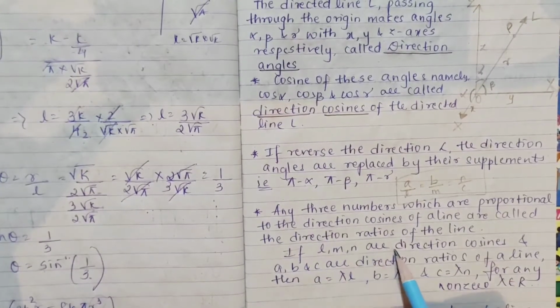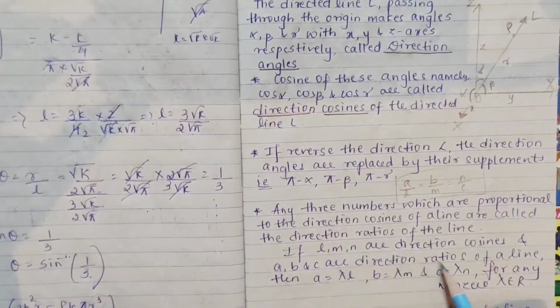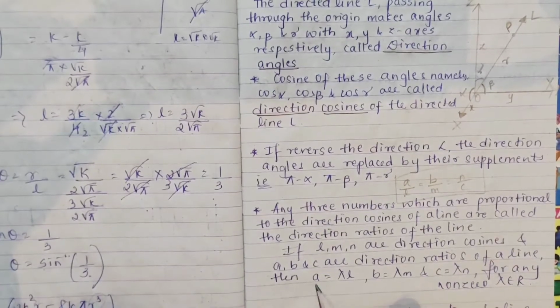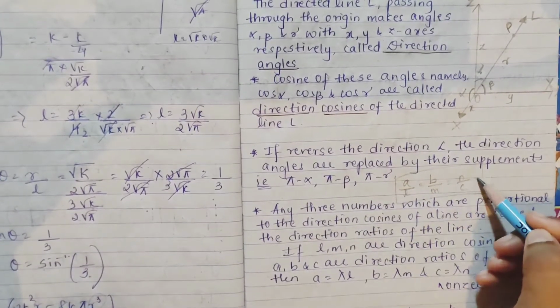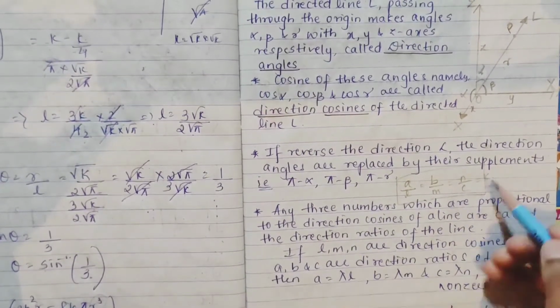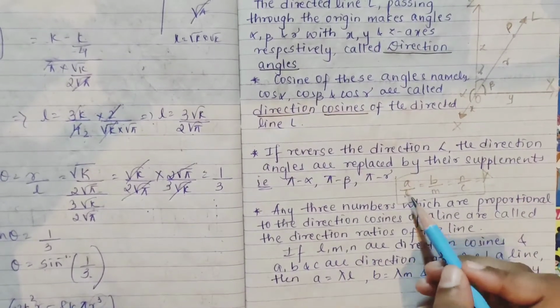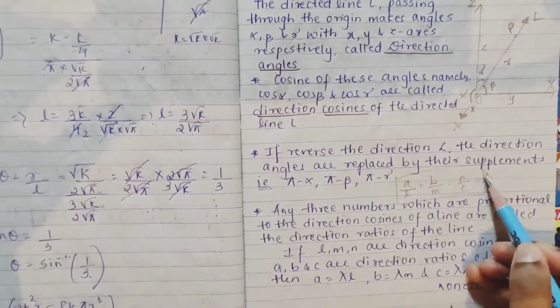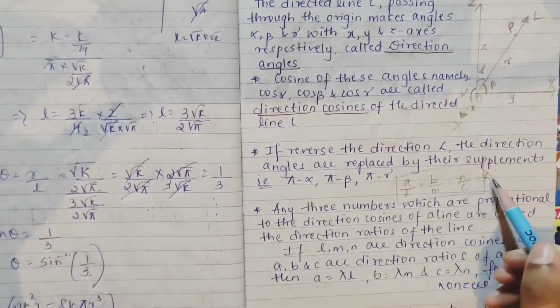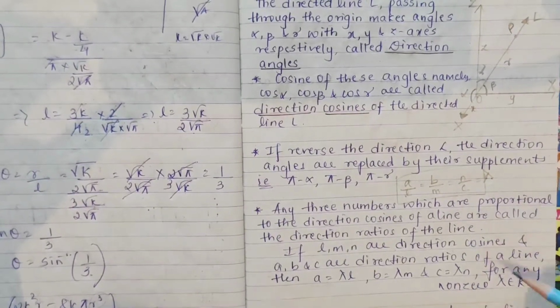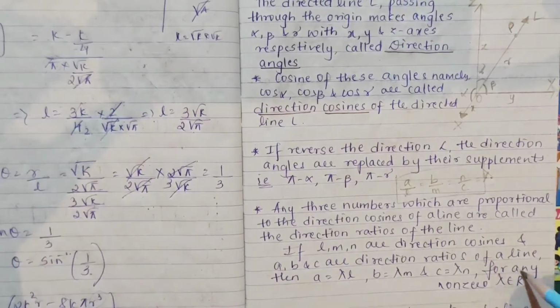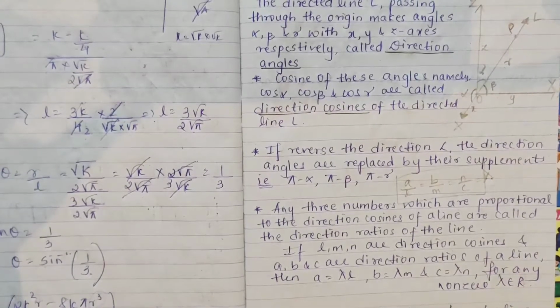If l, m and n are direction cosines and a, b, c are direction ratios of a line, then a is equal to l lambda, b is equal to m lambda, c is equal to n lambda, where we take any constant lambda, which is non-zero and belongs to R. R means what? Real numbers, right?